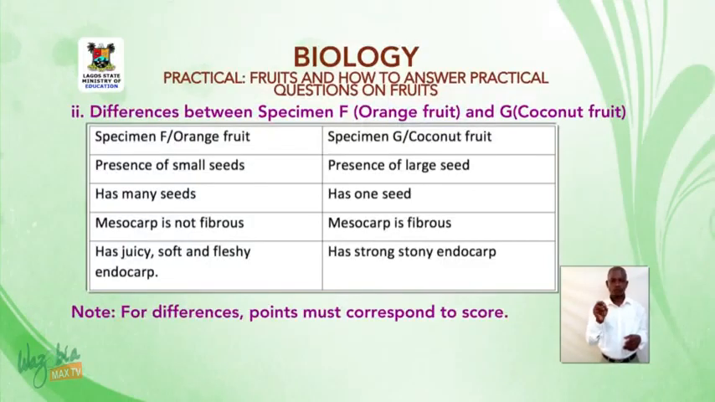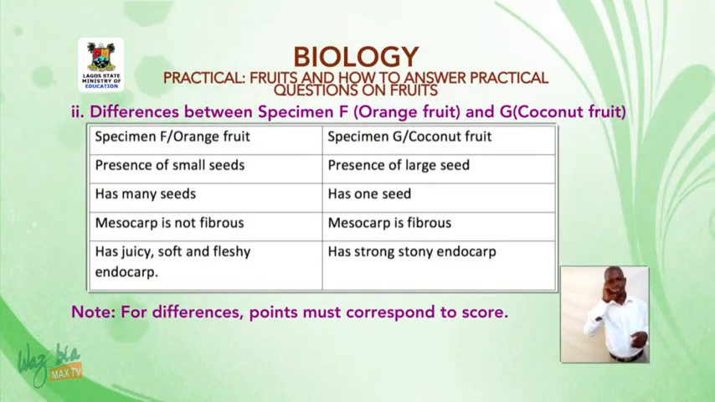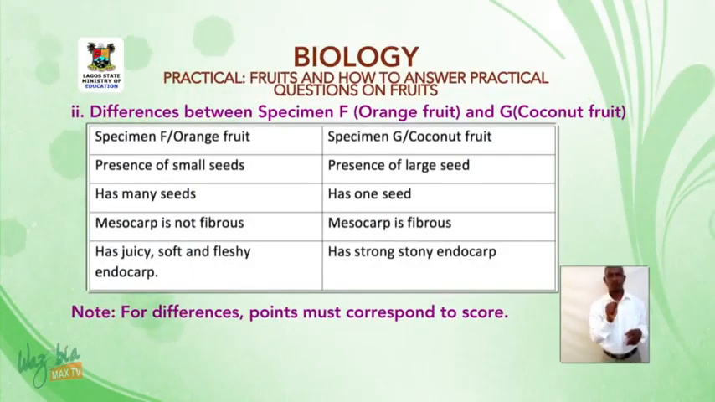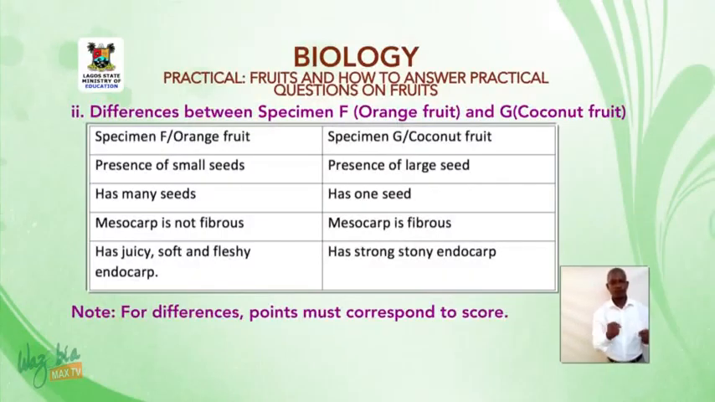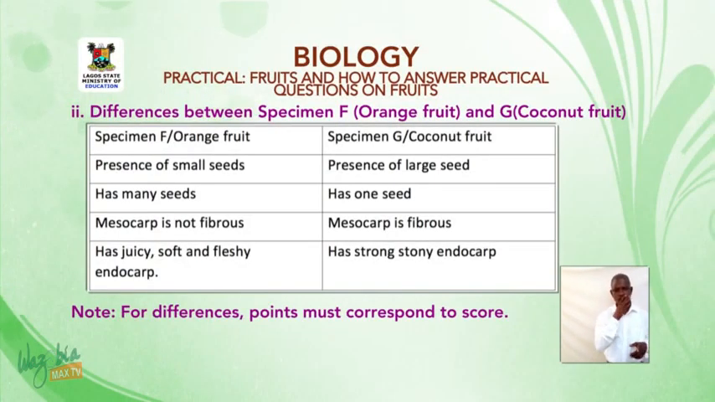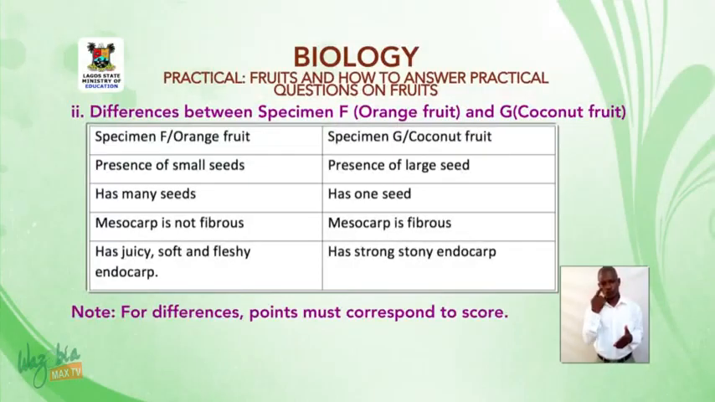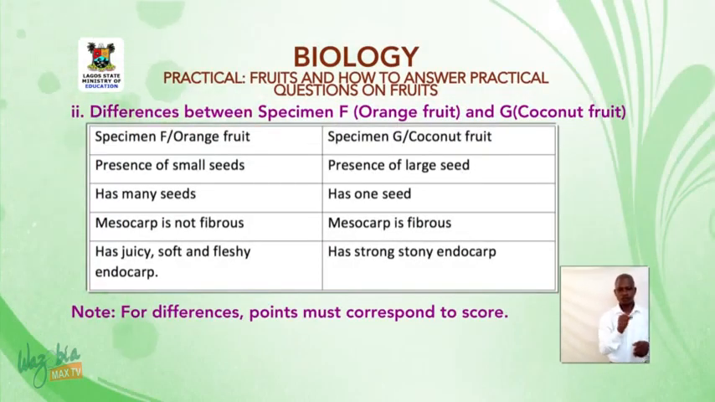Orange fruit, mesocarp, is not fibrous. Coconut fruit, mesocarp, is fibrous. Orange fruit has juicy, soft, and fleshy endocarp. Coconut fruit has strong, stony endocarp. Note: for differences, points must correspond to score.